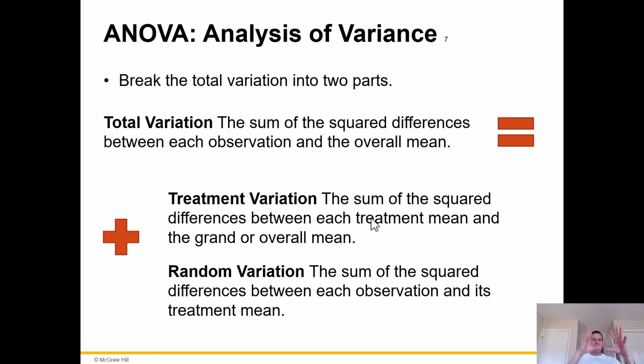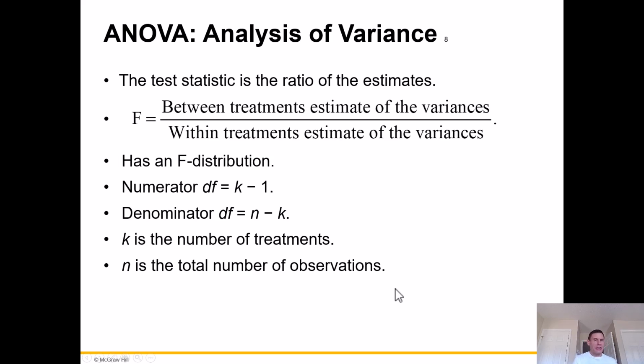So what we're going to do is take the total variation and break it down into two parts. The total variation is the sum of the squared differences between each observation and the overall mean. Then we break it down into the treatment variation, the sum of the squared differences between each treatment mean and the grand or overall mean. And then the random variation, the sum of the squared differences between each observation and its treatment mean. So the F statistic is basically just the ratio of those two. F equals the between-treatments estimate divided by the within-treatments estimate.